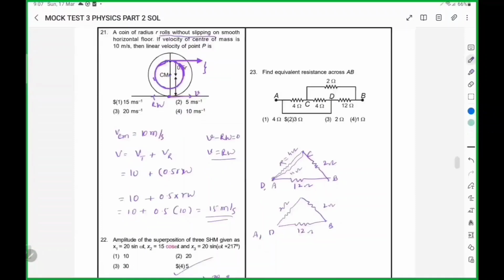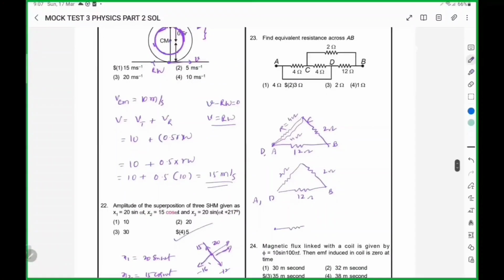These two are in series. So further, if you draw it, it is 12 ohms and this one is 4 ohms. So 12 into 4 by 12 plus 4, that is 16. So the effective resistance is 3 ohms.